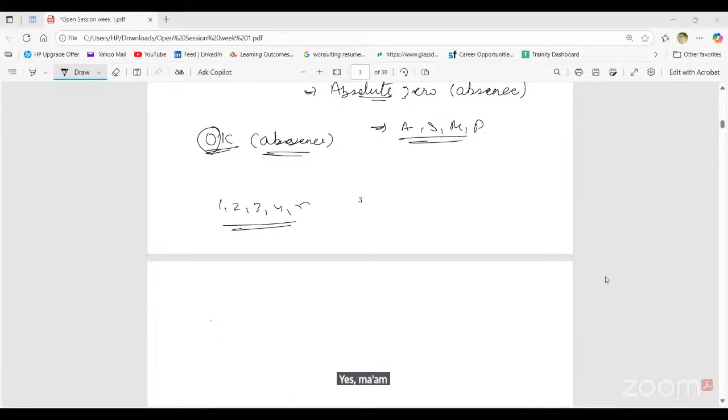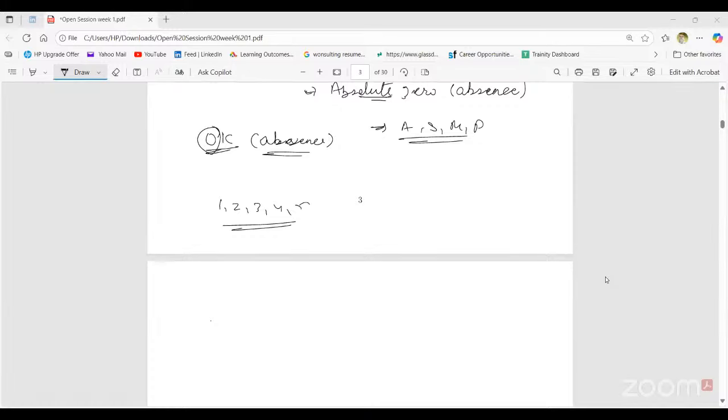Yes, ma'am. Pin code is a nominal data, ma'am. Pin code is a nominal scale. Yes or no? Pin code is nominal. Yes.